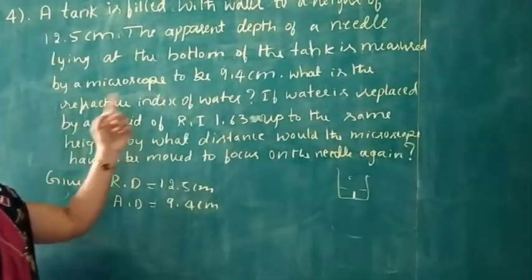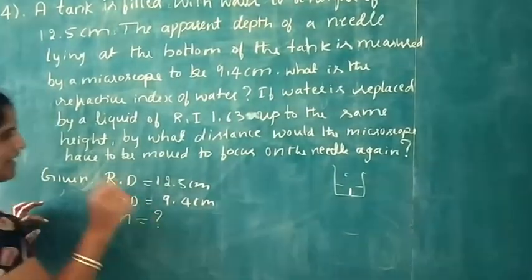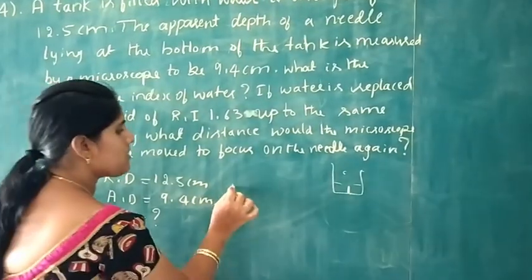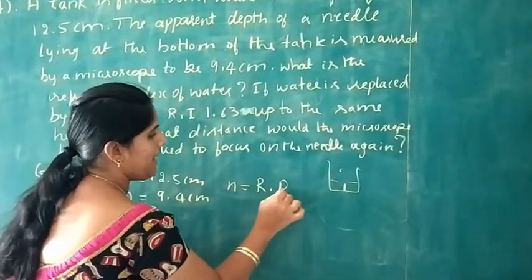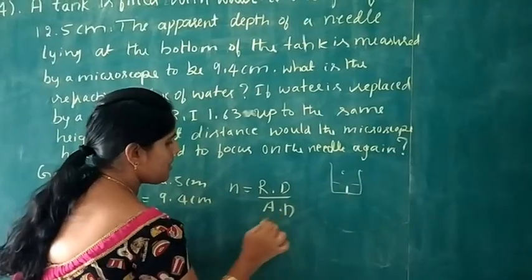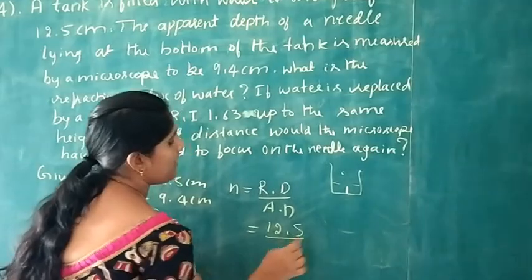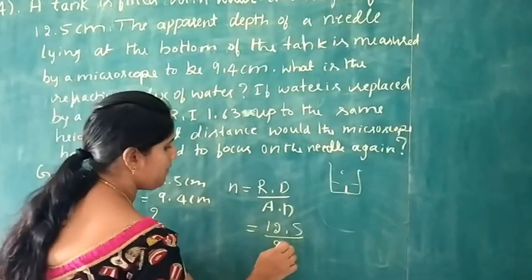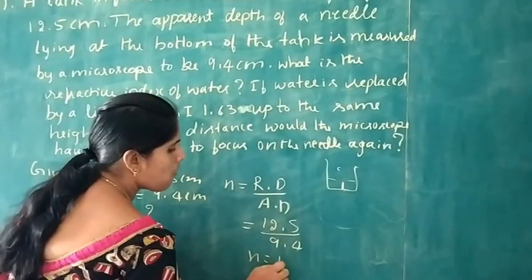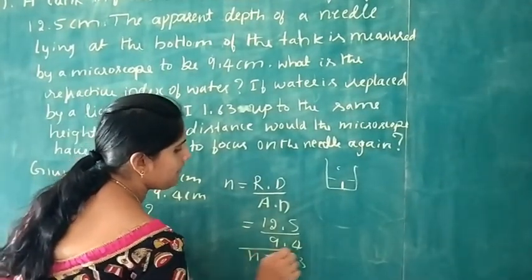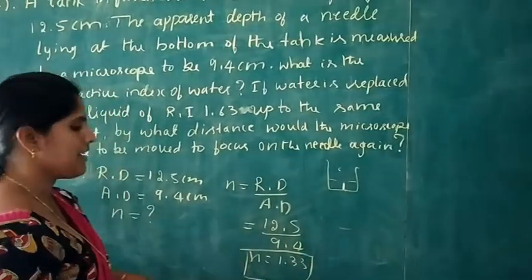Then what is the refractive index of water? That means we want to calculate N. So the refractive index of water is given by N is equal to real depth by apparent depth. So here real depth is 12.5 divided by apparent depth 9.4. So 12.5 by 9.4, you will get 1.33. That is, the refractive index of water is 1.33. This refractive index doesn't have any unit.